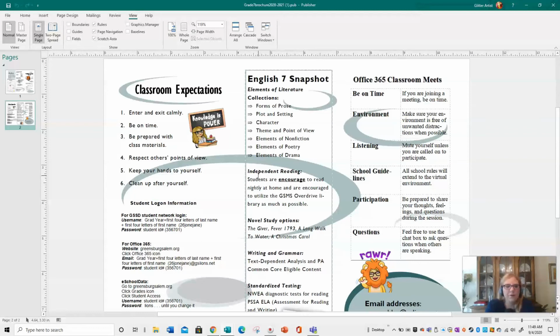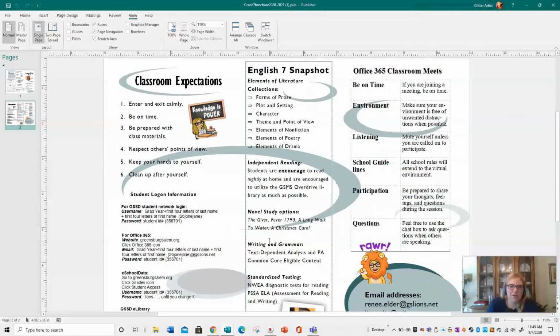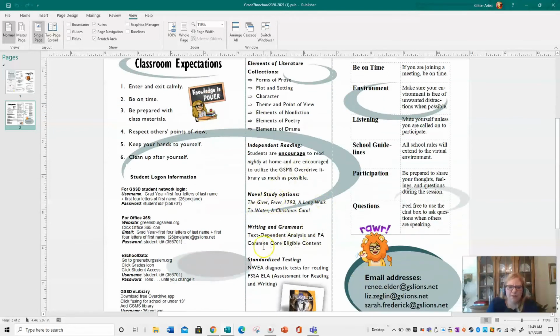So there are a few novel options we're going to be reading this year. So we'll talk about that later in the year. And in our grammar and writing, every Wednesday we're going to work on our grammar, and that's our shortened day.